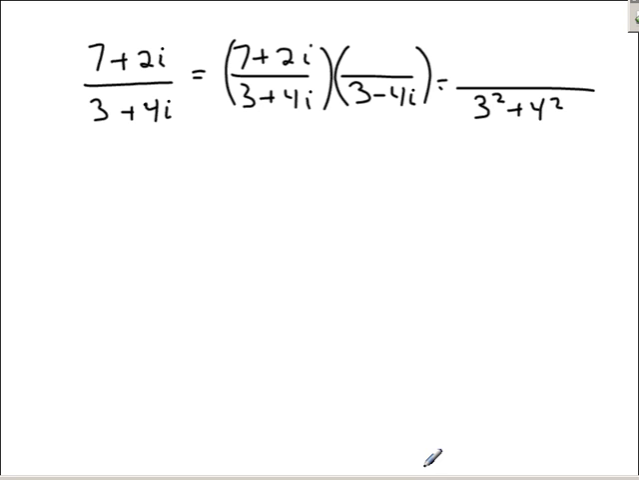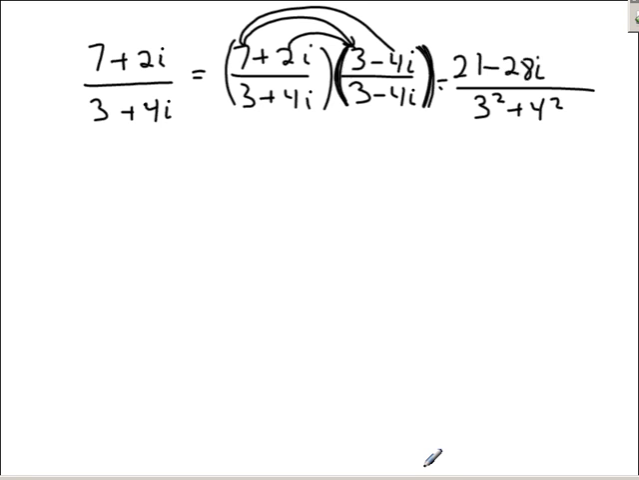Now, if what's in this bracket has any chances of equaling 1, then the top has to be exactly the same as the bottom. Okay, now we have to just clean up the top. 7 times 3 is 21. 7 times negative 4i is negative 28i. Plus 2i times 3 is plus 6i. And positive 2i times negative 4i is negative 8i squared.